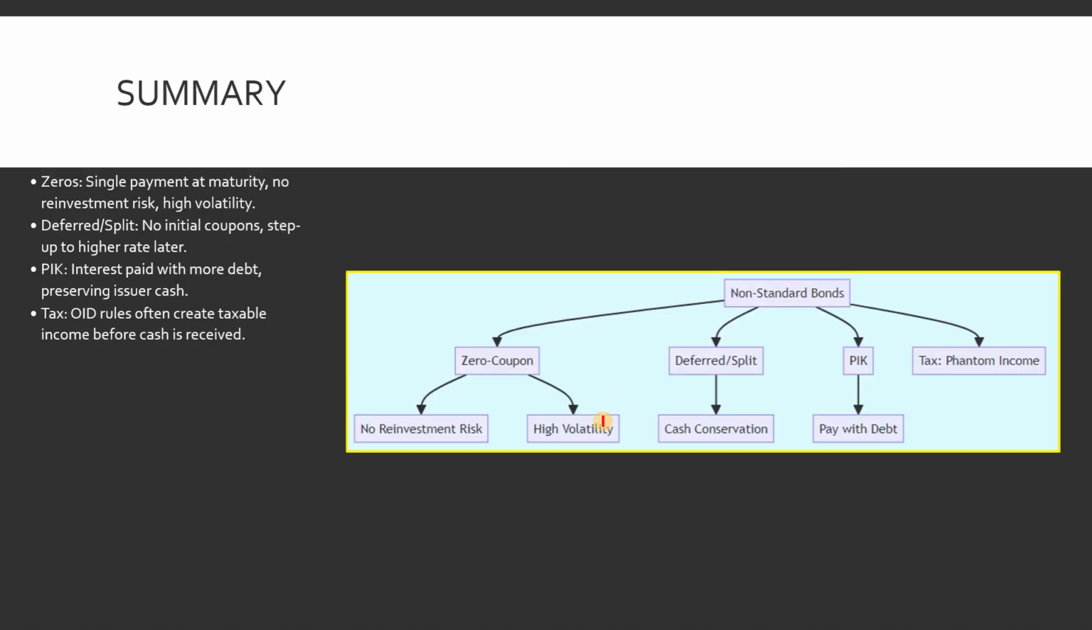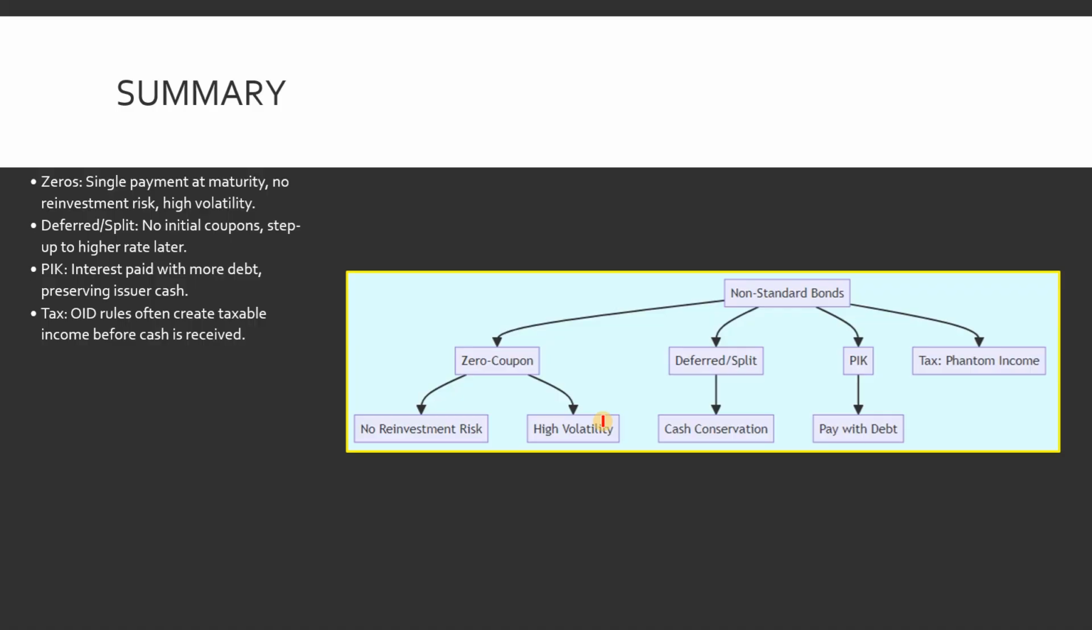Let's summarize this. To wrap up, we have covered the unique landscape of non-standard coupon bonds. Zero coupon bonds offer locked-in returns and eliminate reinvestment risk, but come with high volatility. Deferred and PIK bonds offer flexibility to issuers facing cash constraints but present credit and complexity risk to investors. Finally, we noted that tax rules like OID can create tax bills without cash flows. Understanding these structures allows you to better match specific liabilities and risk tolerance for your CFA exam.